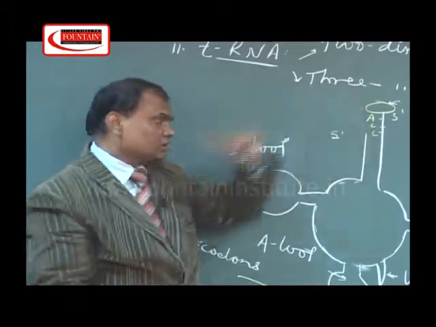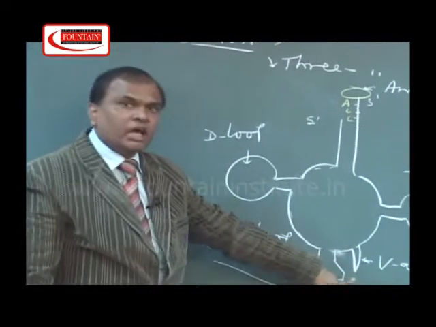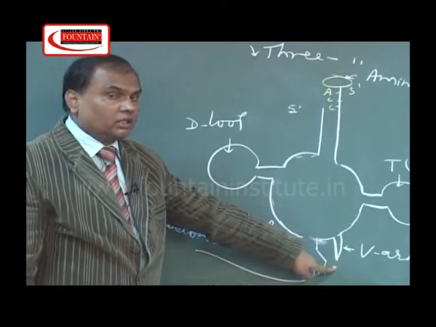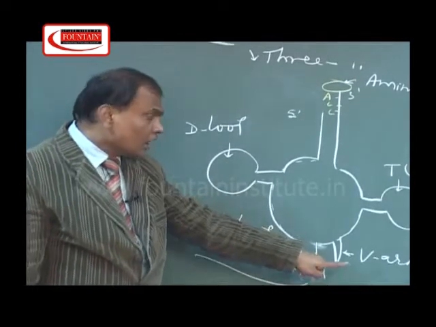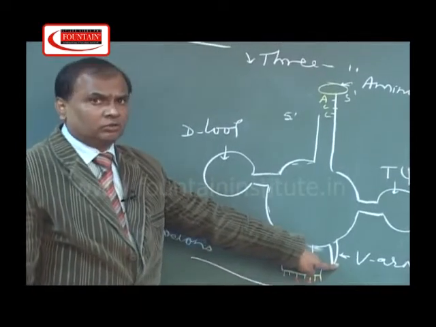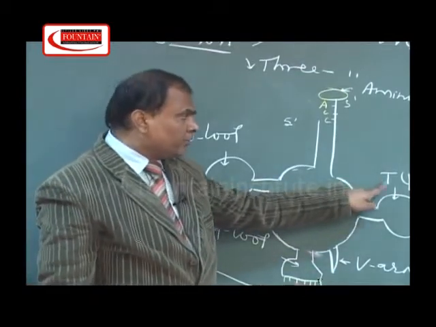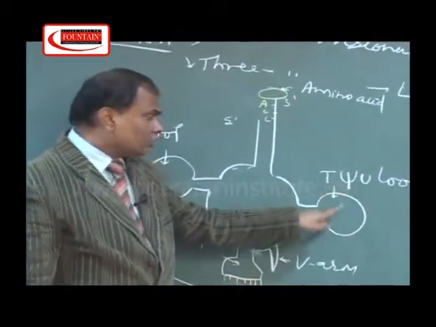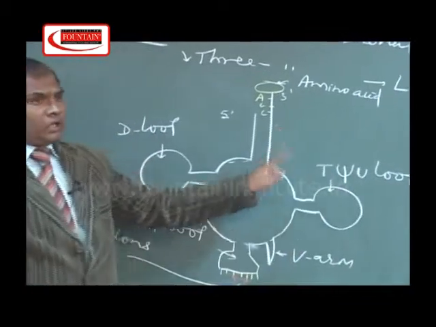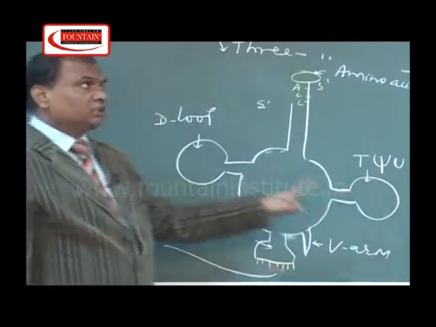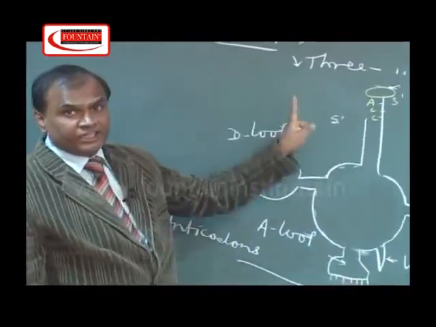to control the translation. The V arm is without any loop. V means variable arm, and this is the only part which is without any loop, and its function is still unknown. We do not know about this one. Another one is the thymine pseudouridine loop. It is also a loop which is responsible for the binding of unusual bases, and this is all about the structure of tRNA.